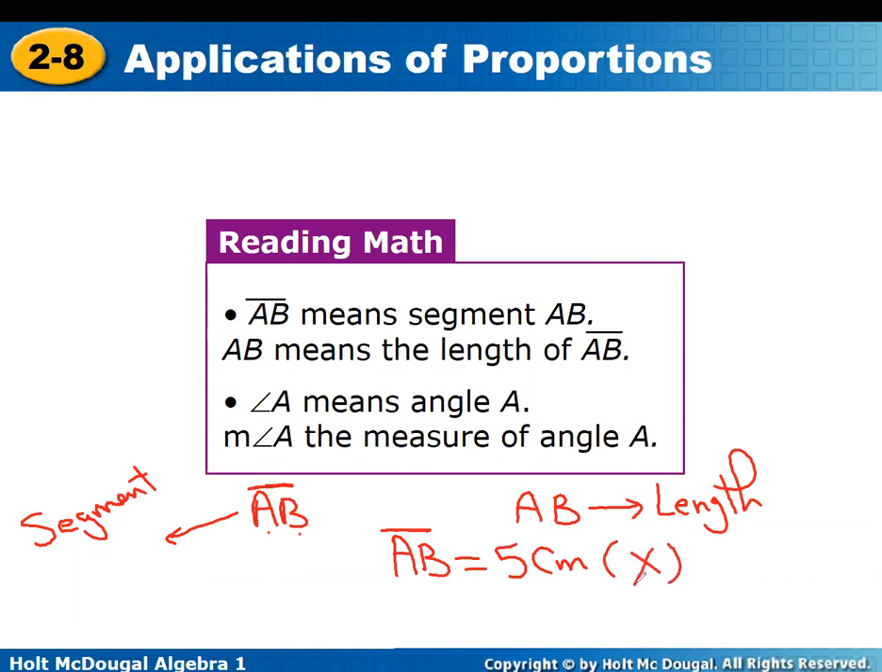Because if you are talking about AB line segment, you are talking about an infinite number of points that form the line segment. But if you want to describe the length, then you have to write it like this: AB equal 5 centimeters. So this is correct. Did you understand me? If you want to talk about the segment, you put the bar. If you want to talk about the length, you remove the bar.